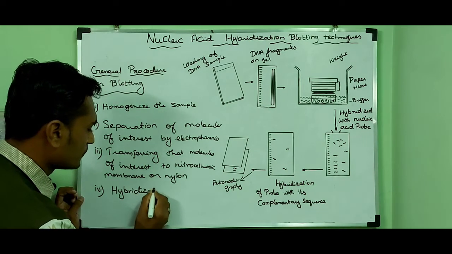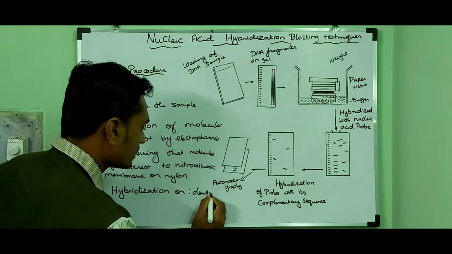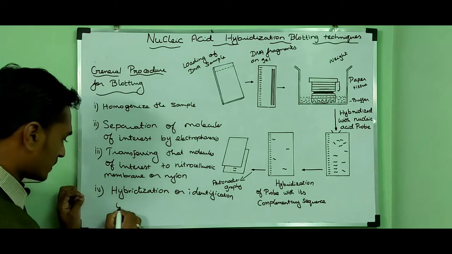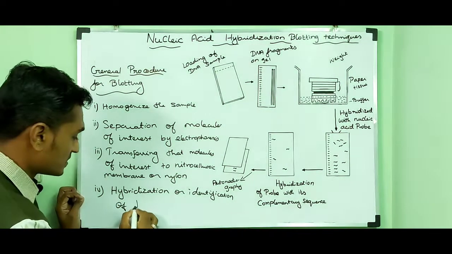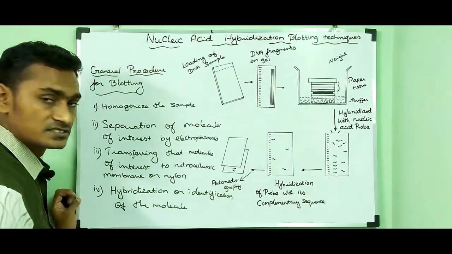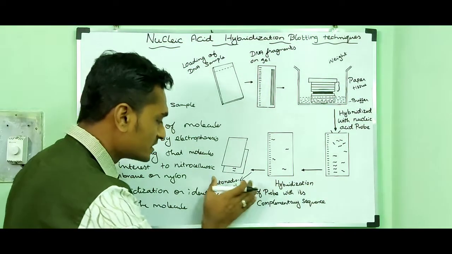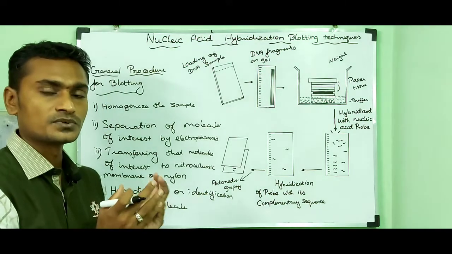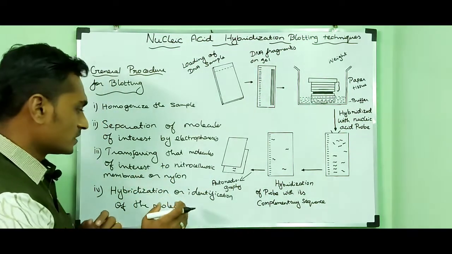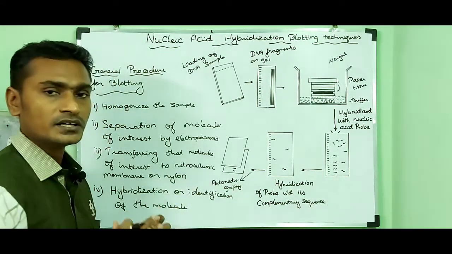hybridization, or identification of the molecule. Hybridization or identification of the molecule of interest. So the last procedure is hybridization with the help of autoradiography. So we are able to identify the hybridized molecule or the molecule of interest with the help of autoradiography.